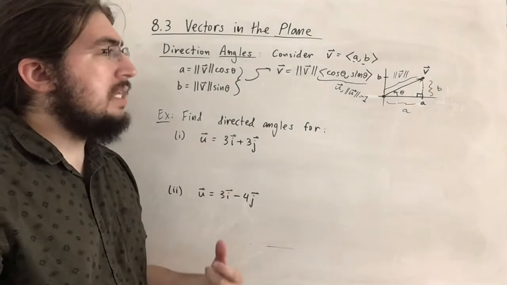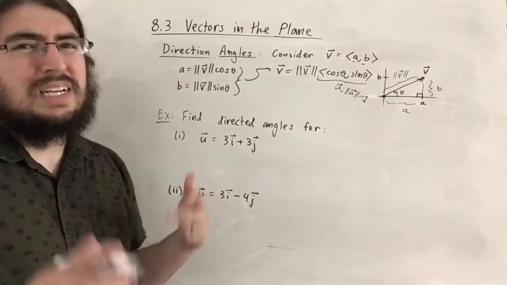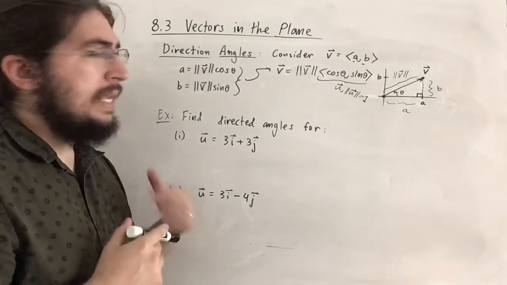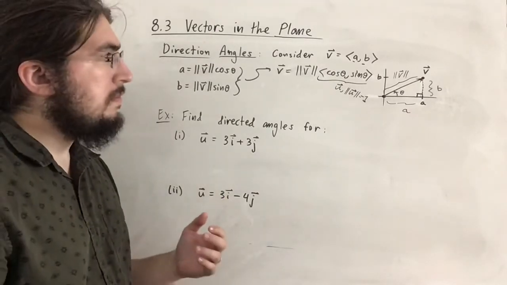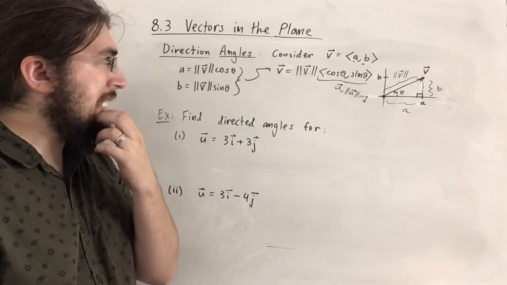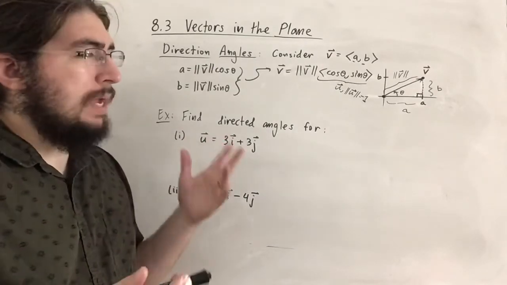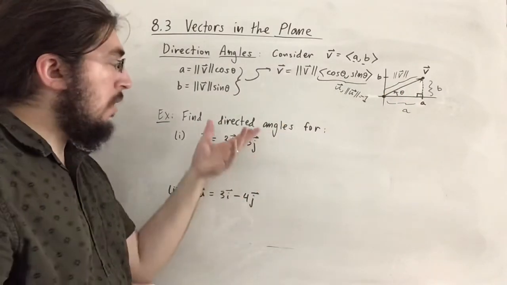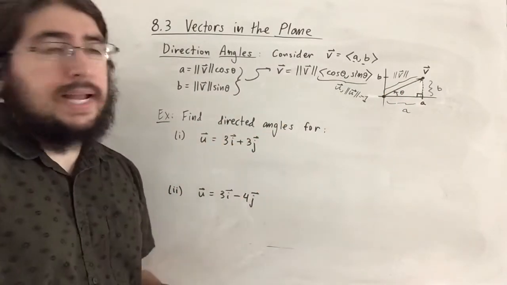Now, this doesn't actually help us to find theta too much. It kind of does a little bit. But something that will help a lot, I think, is considering tangent, because tangent kind of bypasses the magnitude. It's really just looking at A and B. Here we're asked to find the directed angles. Knowing tangent will only help.